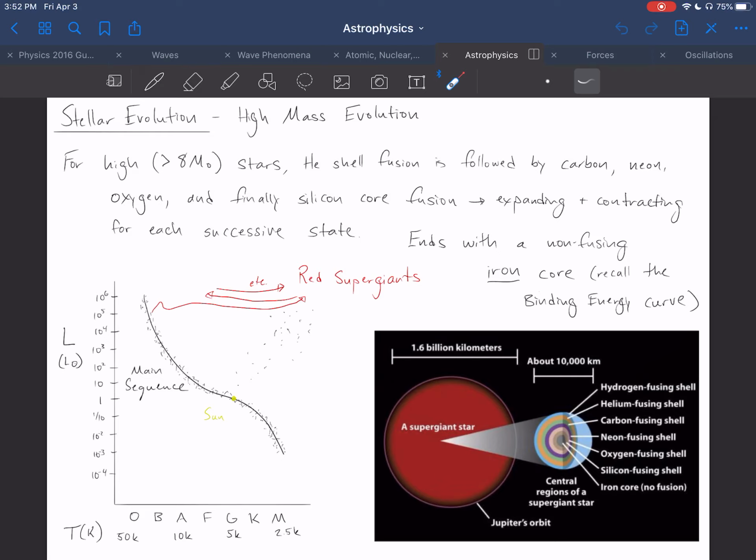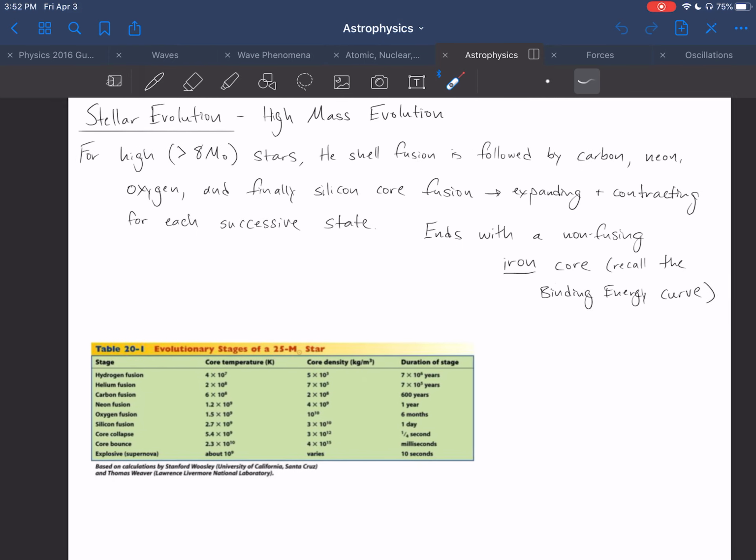Now, this process ends with a non-fusing iron core, and the reason for that is fundamentally related to the binding energy curve. Recall that iron-56, along with nickel-61, are the elements for which fusion no longer produces energy. Any elements heavier than that, you actually get energy out when you break them apart. And as a result, this process ends with an iron core.